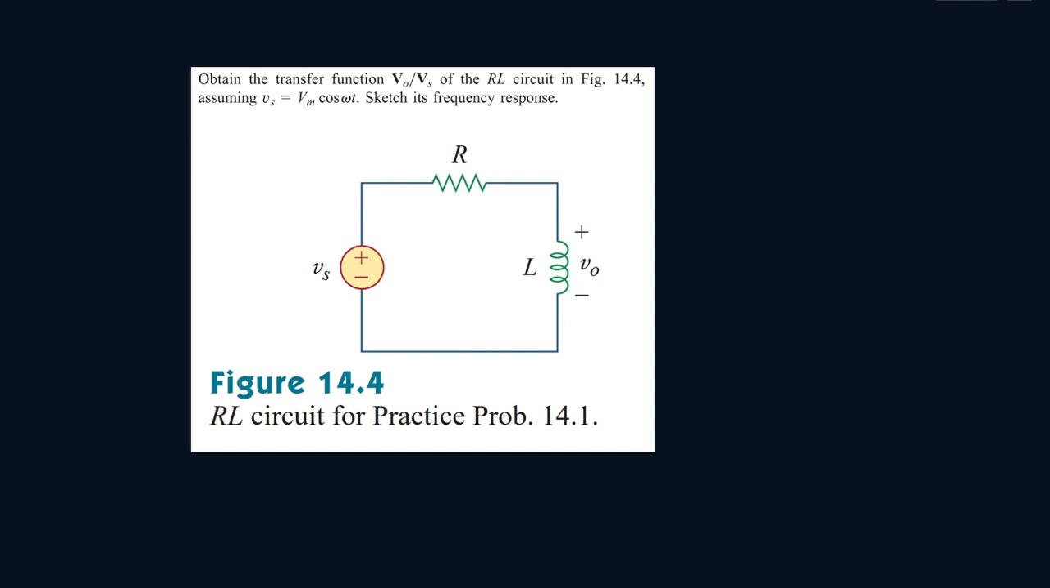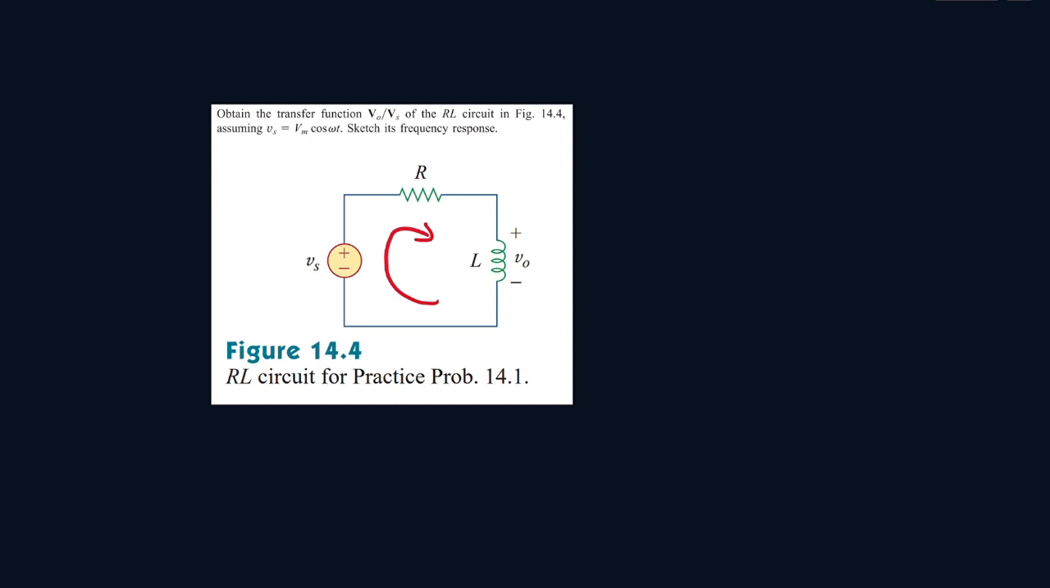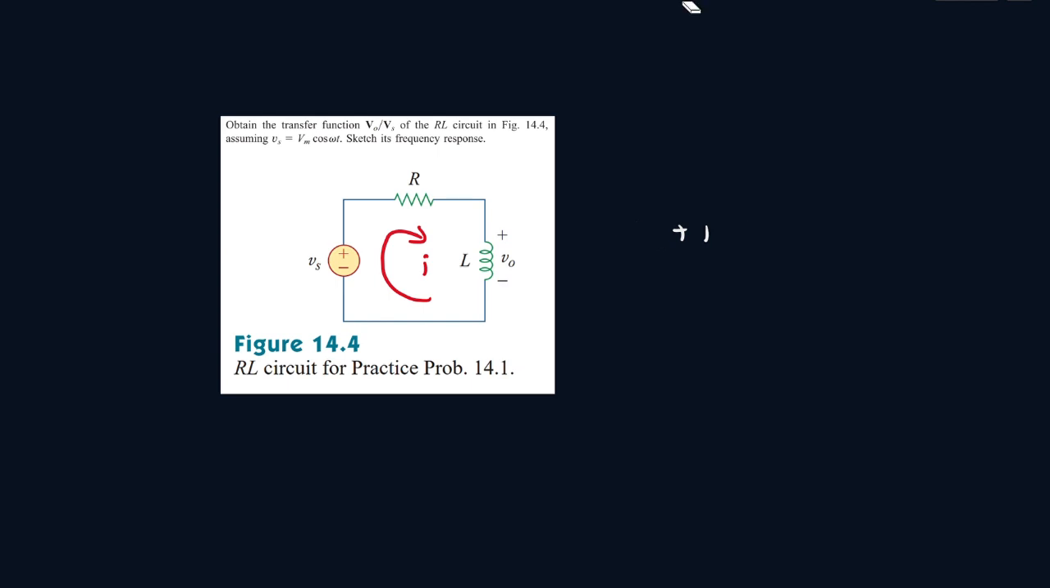Okay, so for the following circuit here, we have to get the transfer function and then sketch its frequency response. So what we're going to do is a mesh analysis. Let's call this I. So we have minus Vs plus IR plus, oh yeah, sorry, we should get the impedance values first. The impedance value for this resistor is just R, and for this inductor, it's going to be J times the angular frequency times the inductance value.